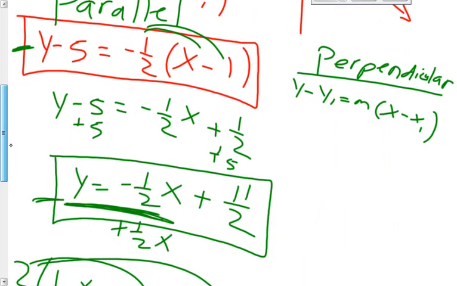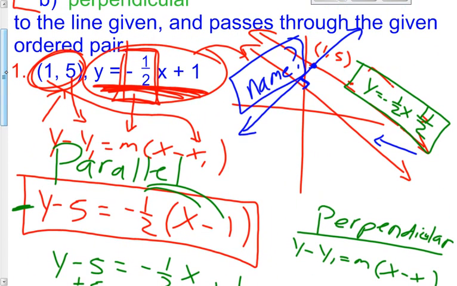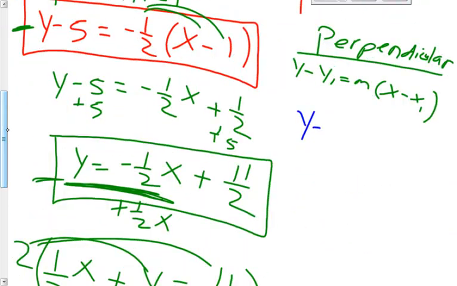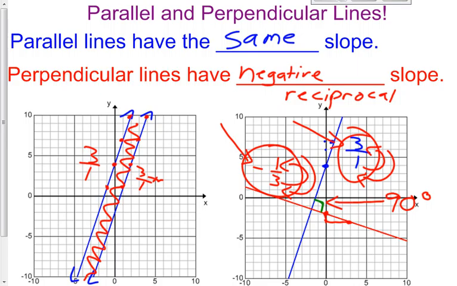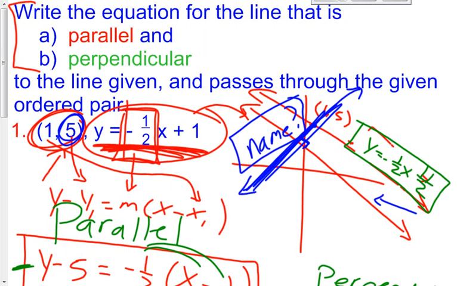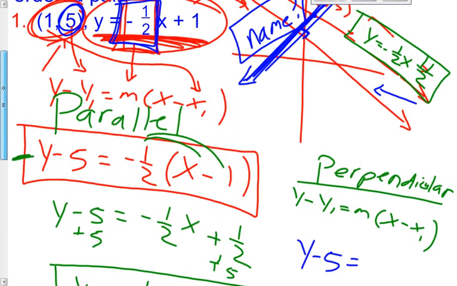Well, we're going to go to y minus the y-coordinate. And the y-coordinate is, once again, this 5. Y minus 5 equals my m. Now, class, what is going to be my slope of this blue line? Slopes of perpendicular lines are negative reciprocal. So whatever the slope is of this line, which is a negative 1/2, I use the negative reciprocal approach to get the slope of the perpendicular line. So it was negative, I'm now going to turn it to positive.